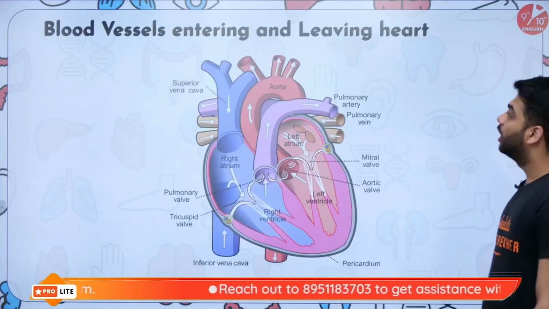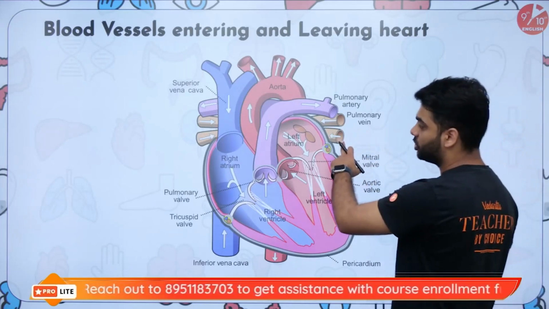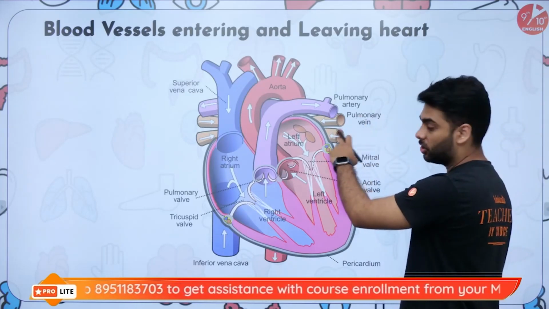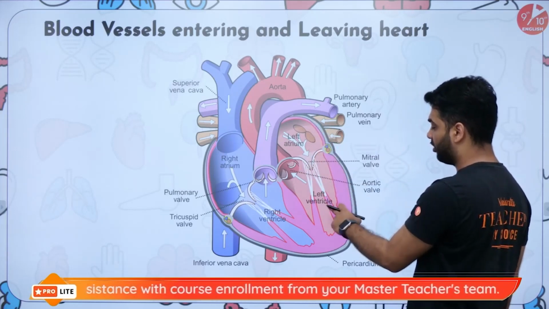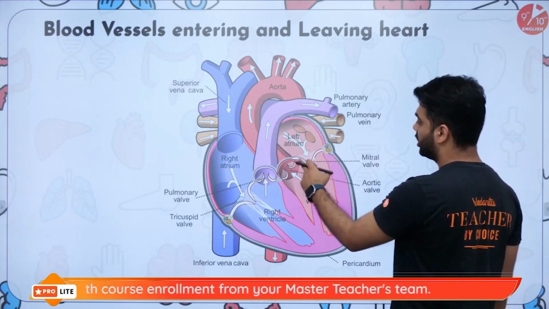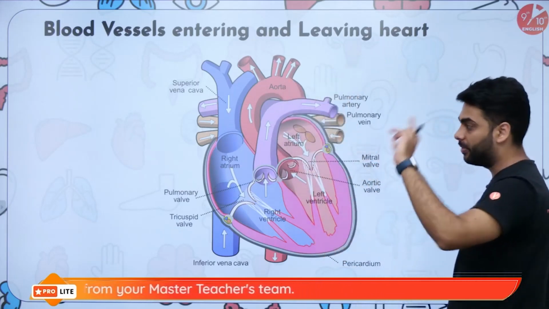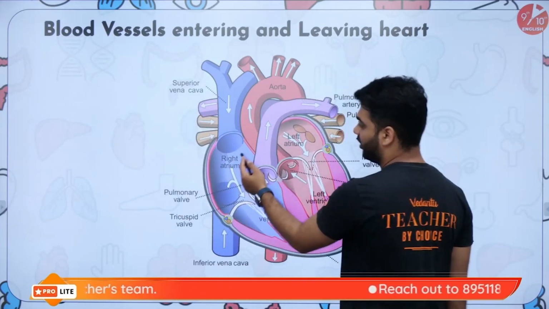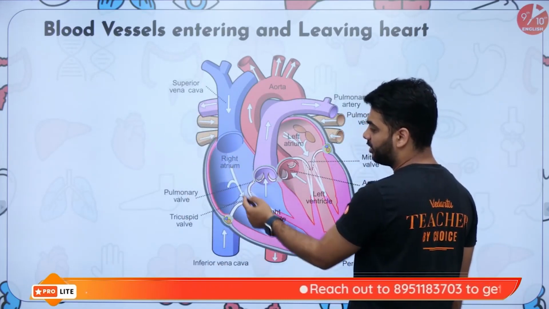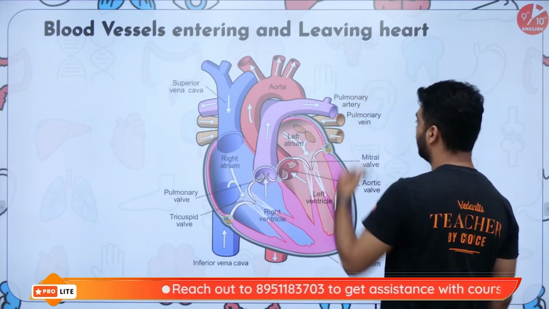Now, blood vessels entering and leaving the heart. The pulmonary veins bring the oxygenated blood from the lungs into the left atrium. From the left atrium it goes to the left ventricle. From the left ventricle it goes to the aorta. From the aorta it goes to the entire body. From the entire body it comes through the superior vena cava and the inferior vena cava into the right atrium. From the right atrium it goes to the right ventricle. From the right ventricle it goes through the pulmonary artery to the lungs.